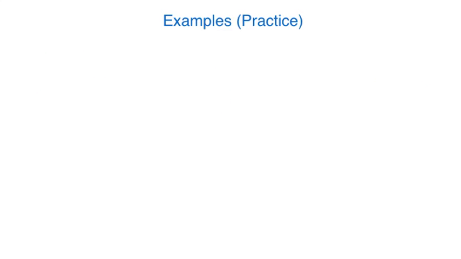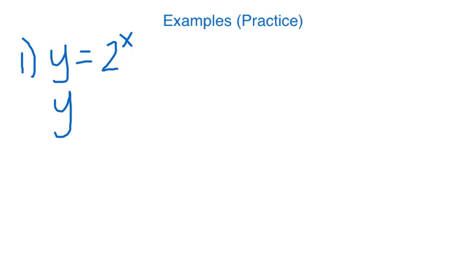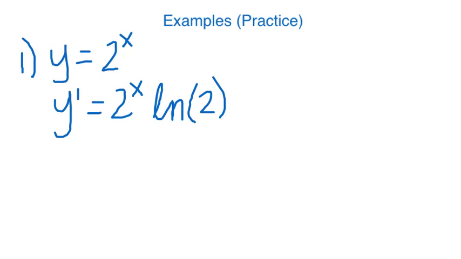All right, let's look at some examples now that you have the rules. So first and foremost, let's say I asked you to take the derivative of 2 to the x power. Well, this is simply 2 to the x power multiplied by the natural log of a, in this case, which is 2. That's it.